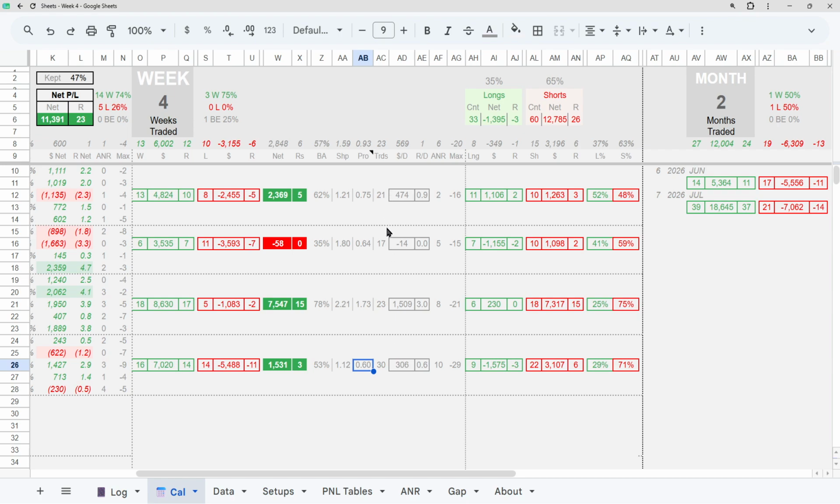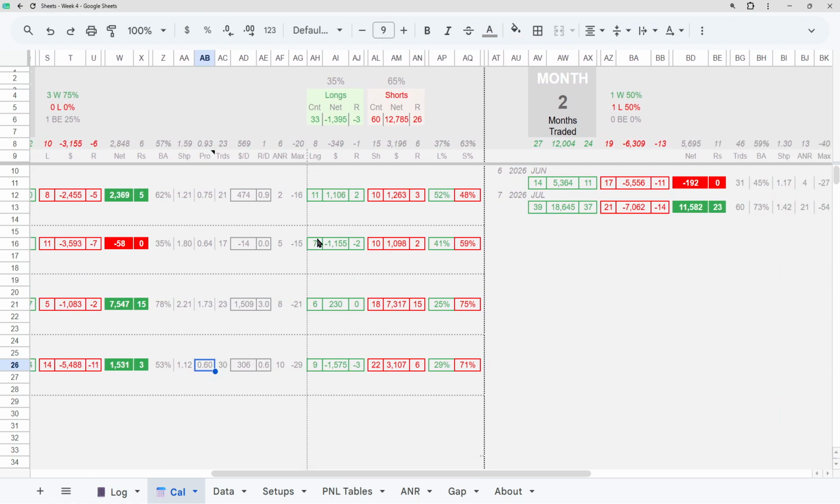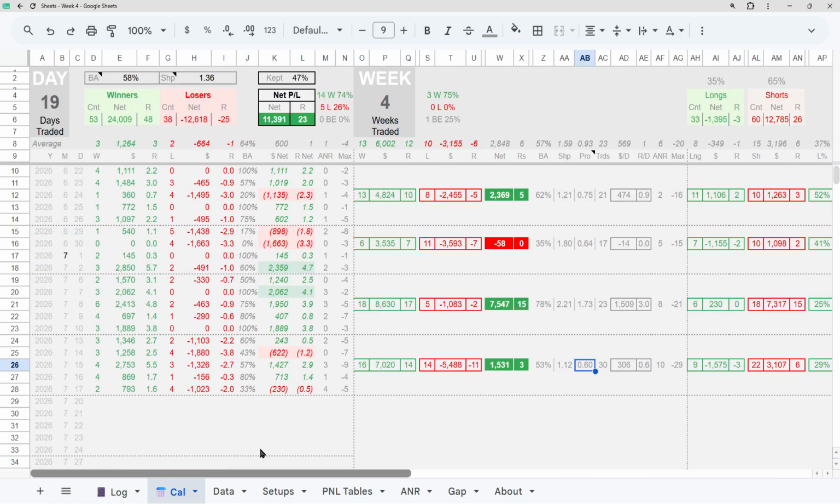How many trades have I taken? 21, 17, 23, and 30. How much money per day? 474. Nothing basically. 1,500 and 300. 11 longs, 7 longs, 6 longs, 9 longs. I can see how much I made for each one. So yeah, that was week 4. Again, overall trading performance. Yeah, if you have any questions, let me know.